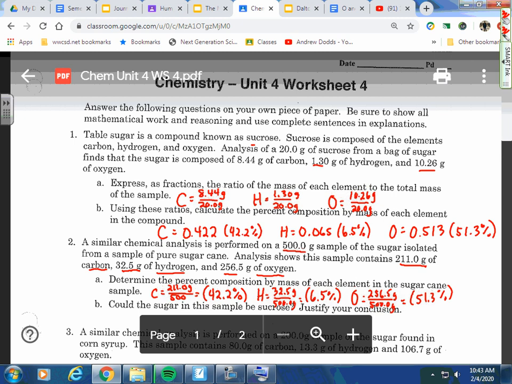For question 2B, could the sugar in this sample be sucrose? How many people think yes? Okay, everybody thinks yes. Good job. You're right, it is sucrose. Justify your answer, justify your conclusion. The percentages are the same, right?